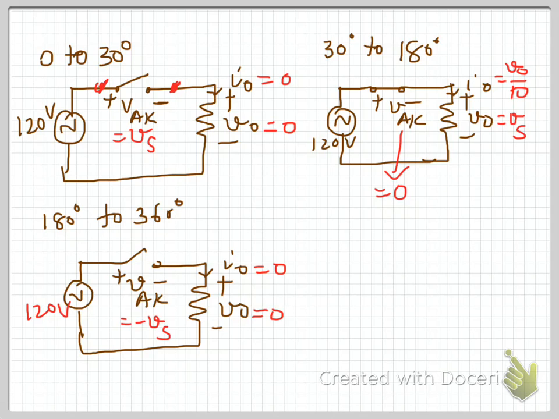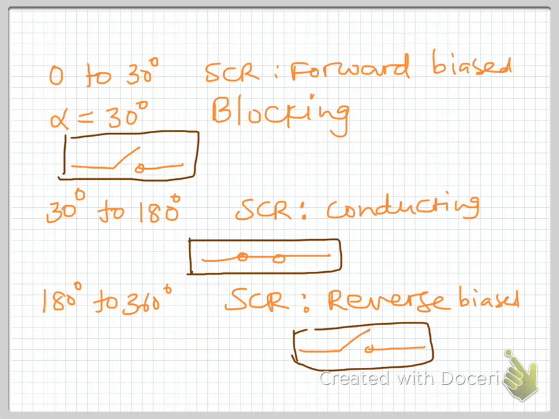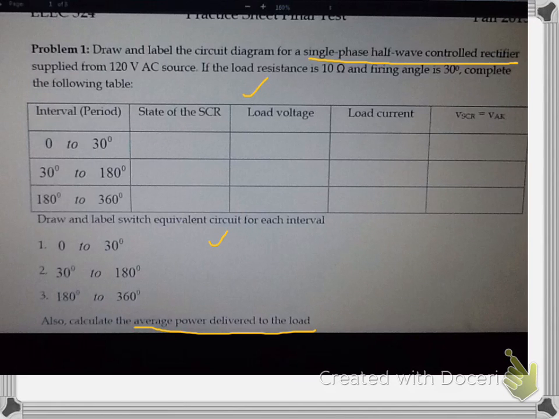So those are the three equivalent circuits, and they gave us the values for all the parameters we are observing. Now let's go back to the table and fill in the values. For the first, 0 to 30 degrees, the SCR is off, and we have the load voltage and load current 0, and the SCR voltage as positive VS. Then it starts conducting at the firing angle, and your load voltage equals the supply voltage, the current is the load voltage divided by the resistance value, and since it's conducting, the SCR voltage equals 0. Now during the negative half, again it's an off switch, and you have the load voltage and load current 0, and the SCR voltage equals the negative of the supply.